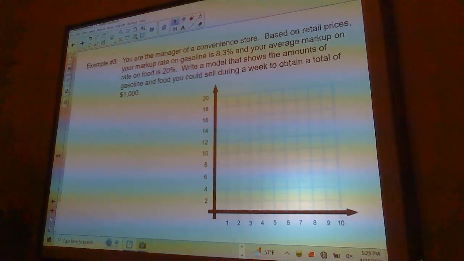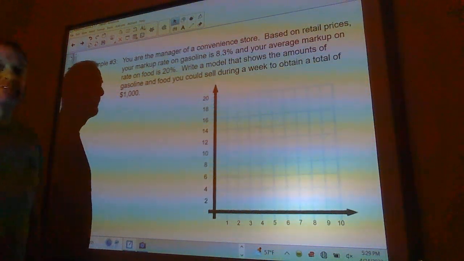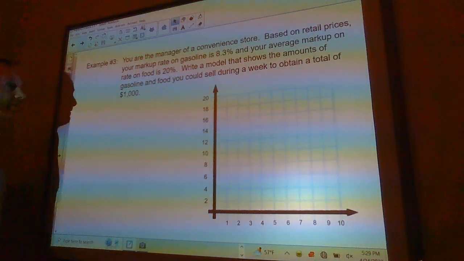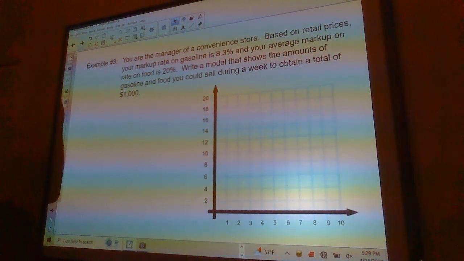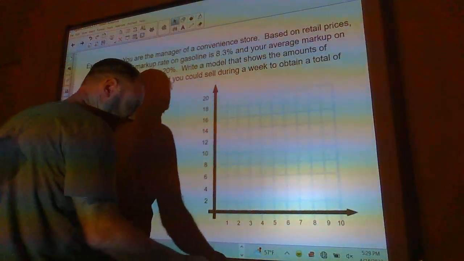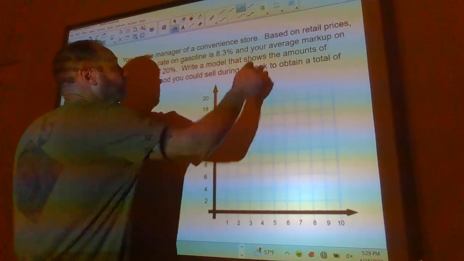Okay? Your average markup on food is 20%. So if you buy something for $1, you turn around and sell it for $1.20. Okay? And the difference is your profit. So write a model that shows the amounts of gasoline and food you could sell during a week to obtain a total of $1,000. Okay.